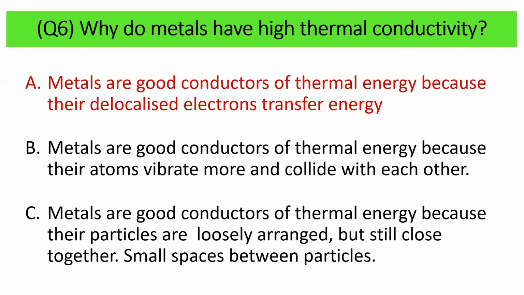Right, your answer should have been A. Metals are the best conductors of heat because they have delocalized electrons that transfer the energy. So it's not just about the ions colliding and passing on energy. The delocalized electrons also transfer energy through collisions.